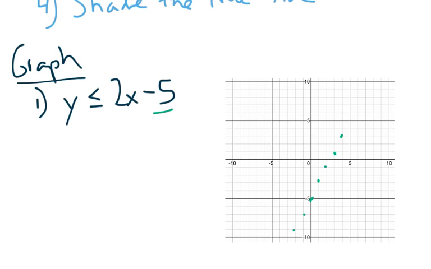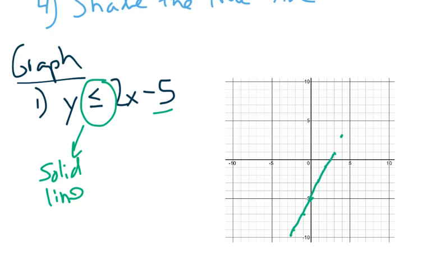All right, now here's where again I have to be mindful. I have to look at this. Am I going with a solid line or a dashed line? This tells me that I'm going to have a solid line. So I'm going to draw my line all the way through like that. Perfect. Now I have to do testing a point. 0, 0 is not on the line. So I'm going to test this. So that's the one I am testing.